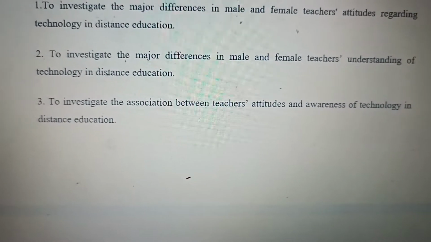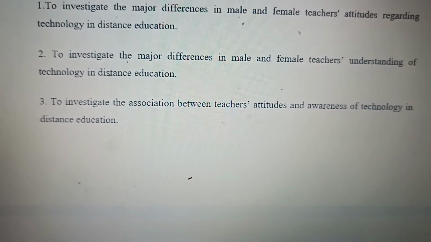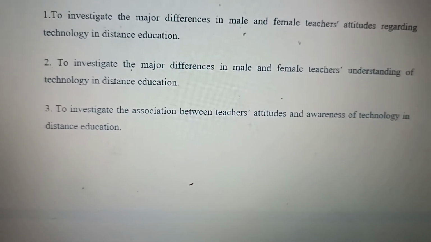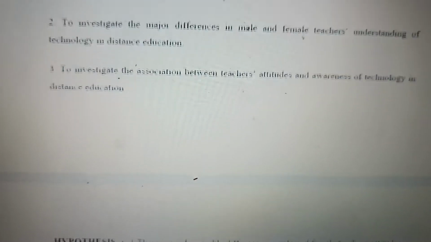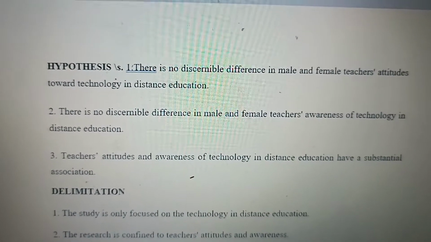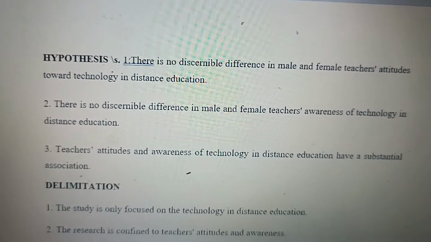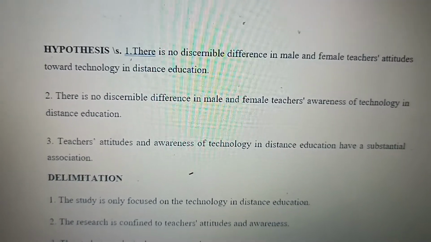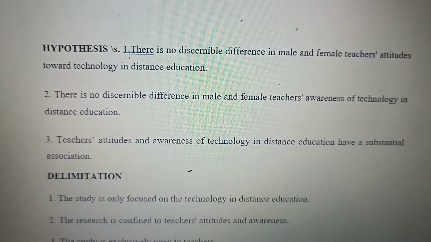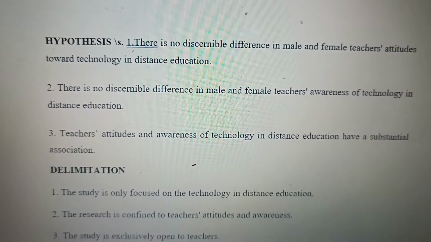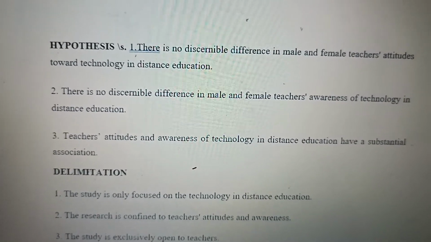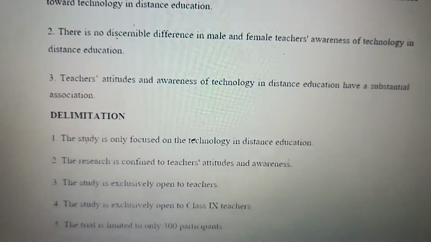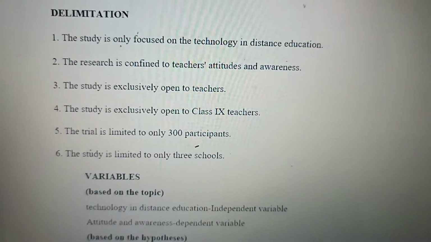So whatever population we have taken, the entire population is compared between their scores of attitude and the awareness. Next is the hypothesis. Based on the objectives, hypotheses are being set. So here we find a significant difference between male and female teachers. So hypotheses are basically the guesswork, like how we are going to prove the objectives. Is basically that.